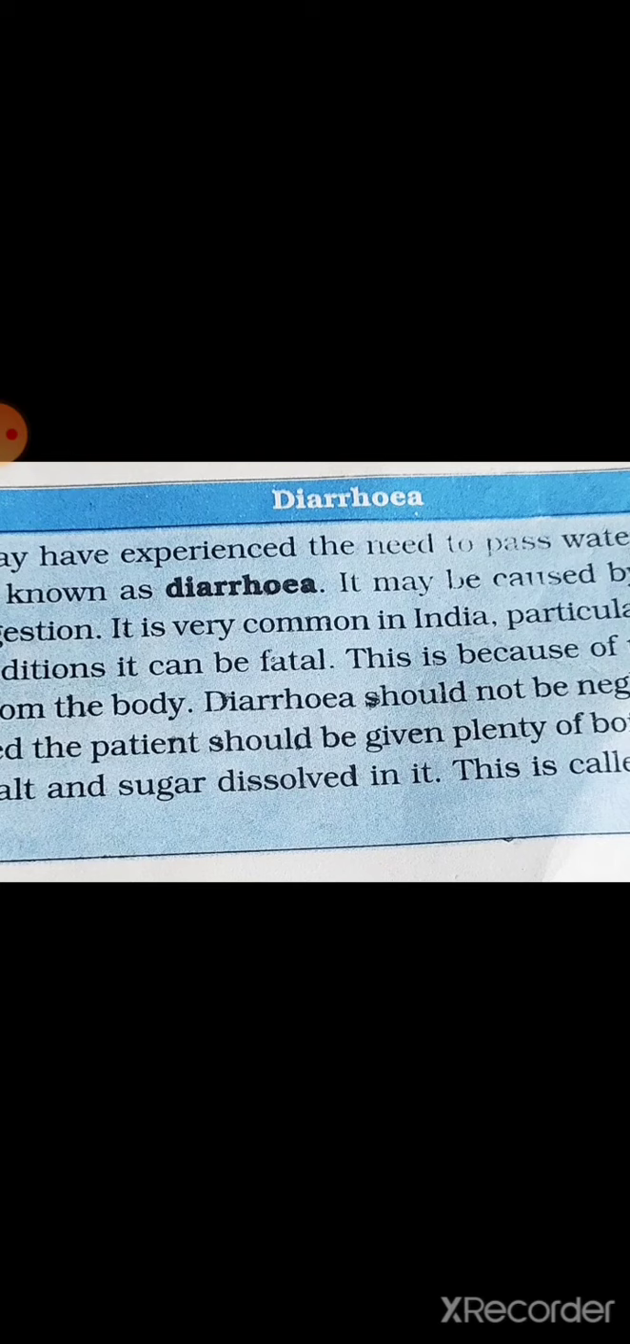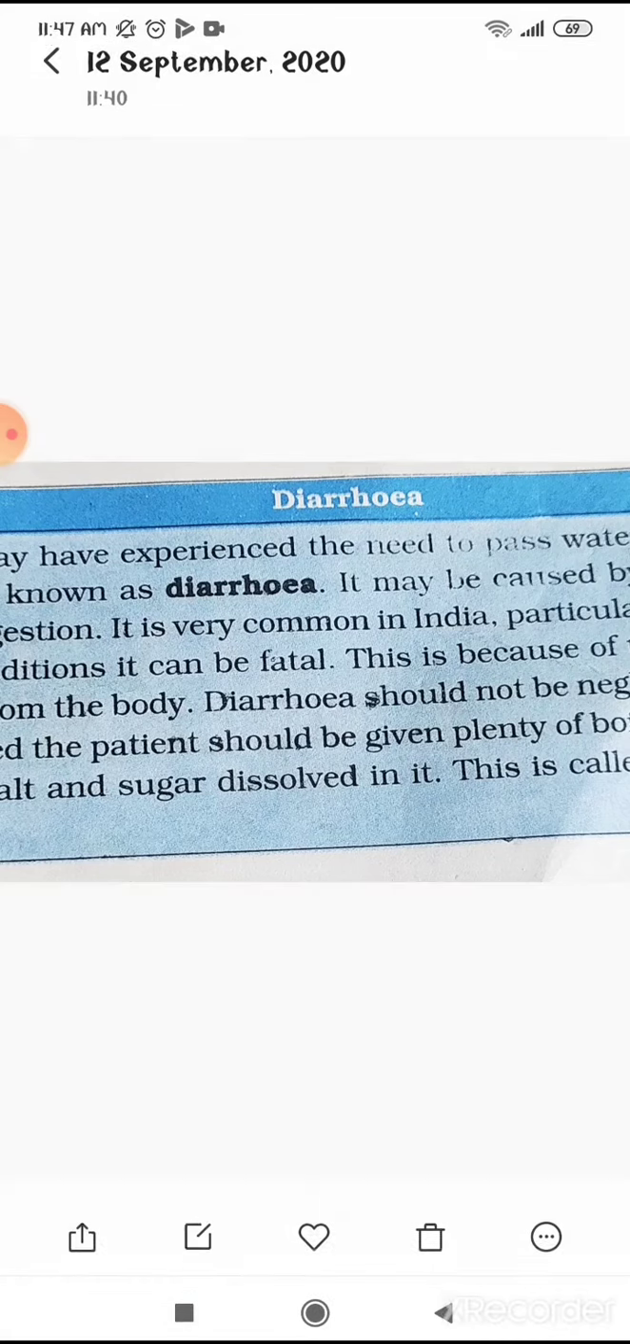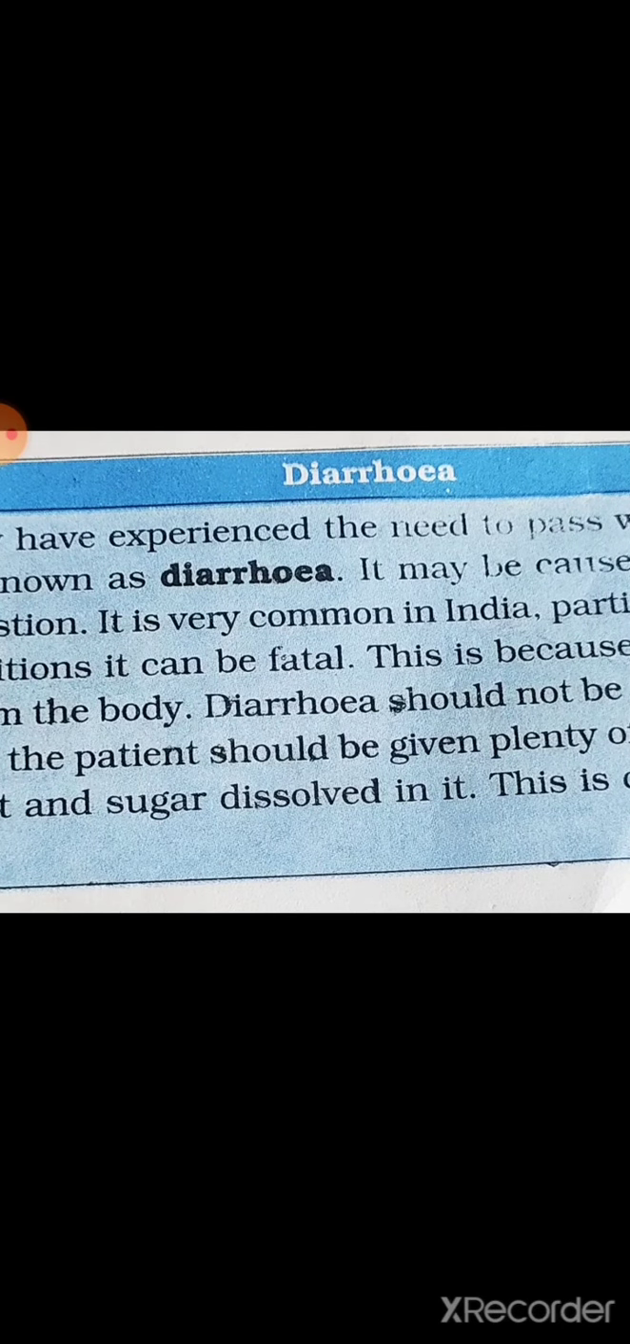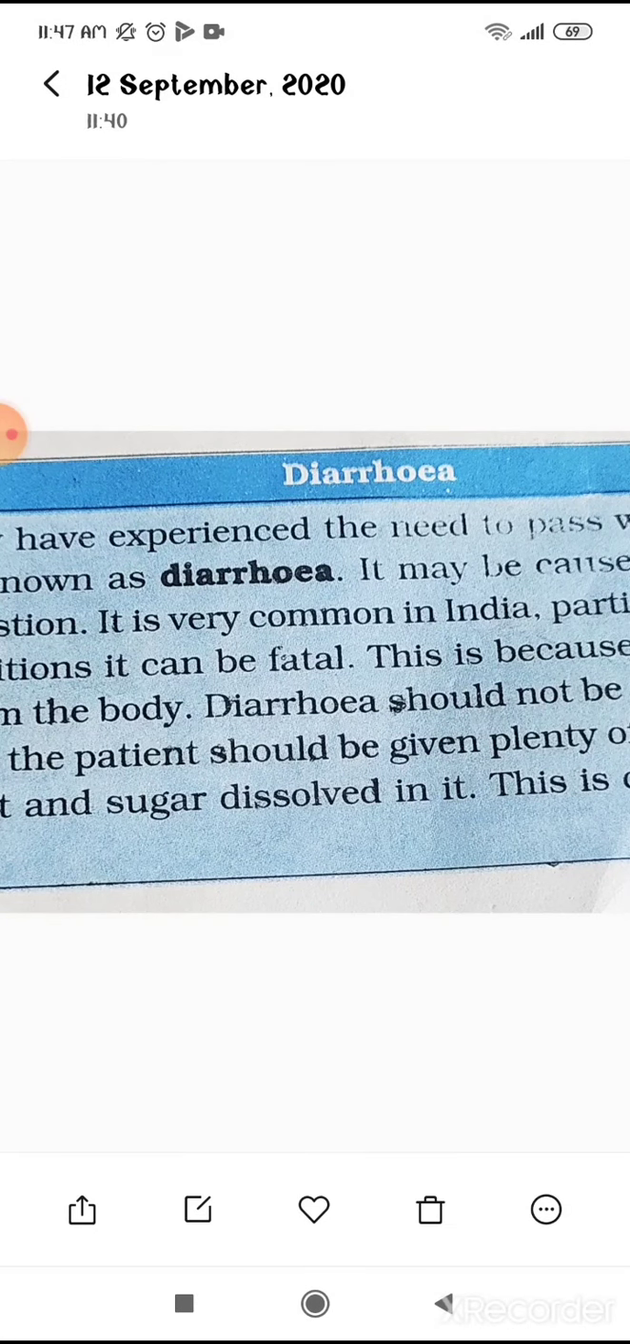Okay, so how we can prevent the dehydration and the loss of the salt. It can be avoided by giving the patient plenty of boiled and cooled water with a pinch of salt and sugar dissolved in it, and this is called the oral rehydration solution. And we can buy the oral rehydration solution or ORS just from the medical shops. हम मेडिकल शॉप से भी बाय कर सकते हैं.